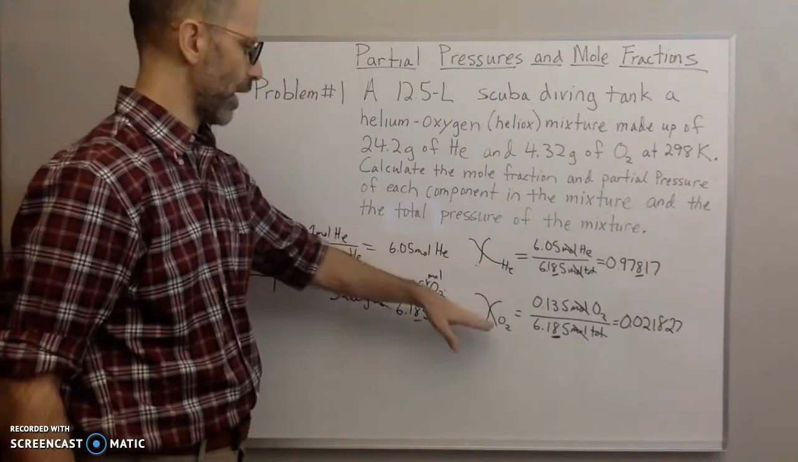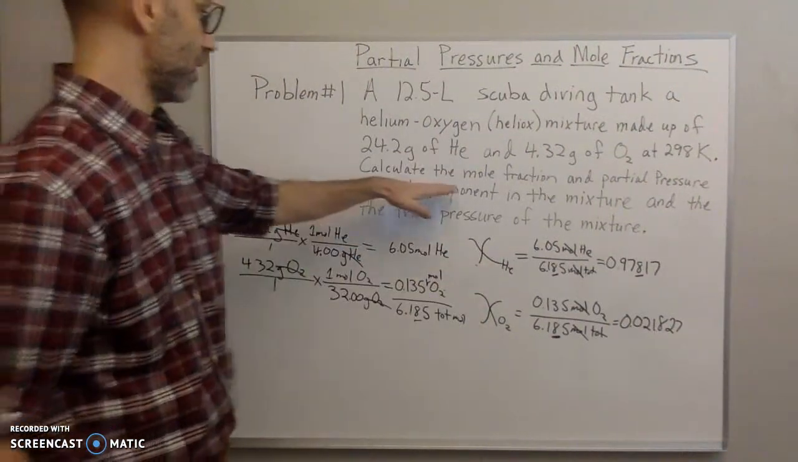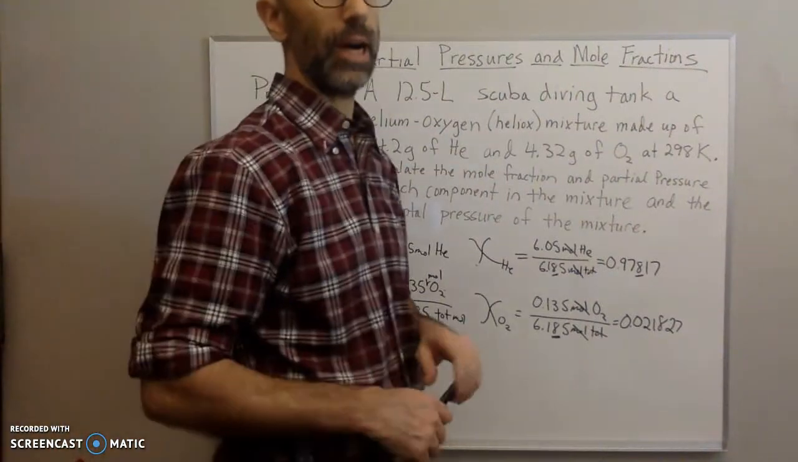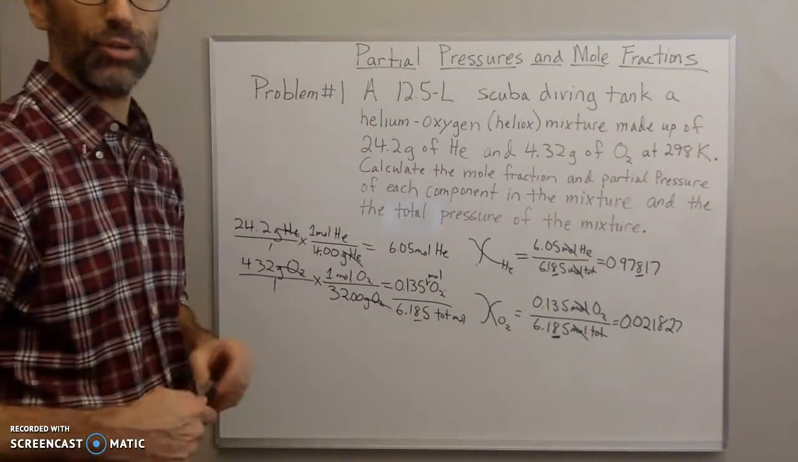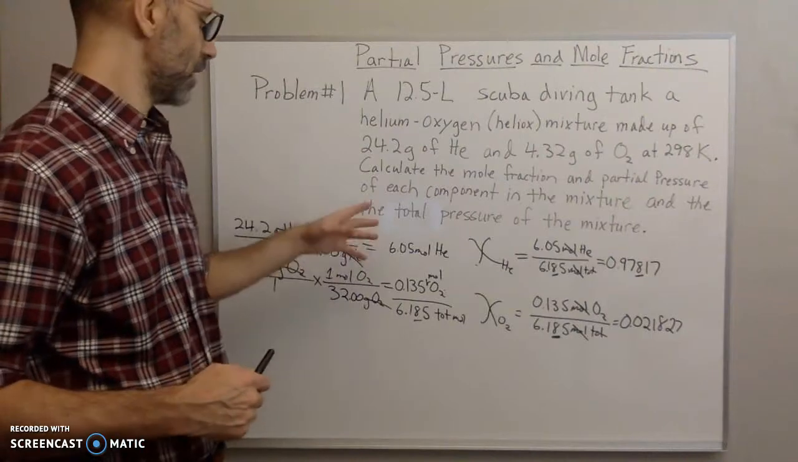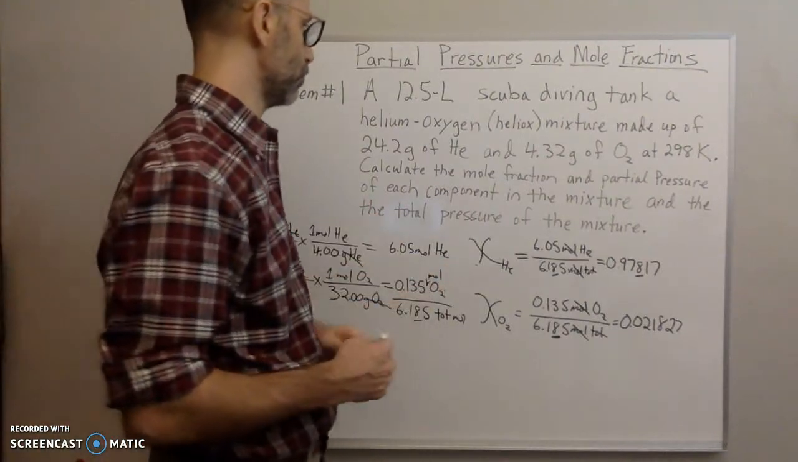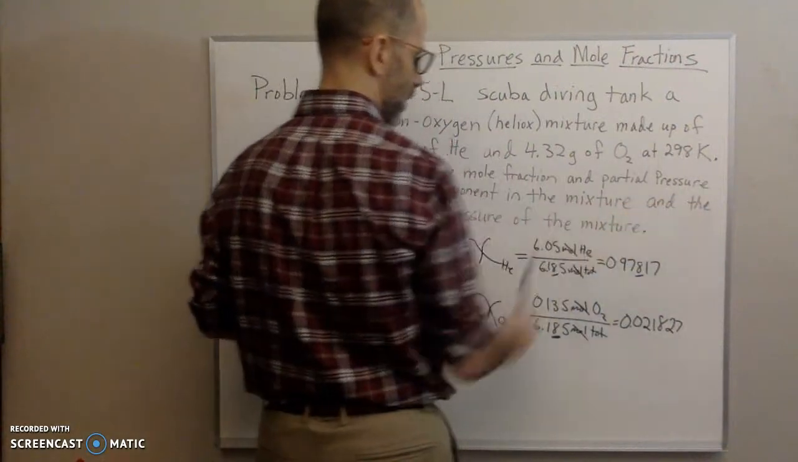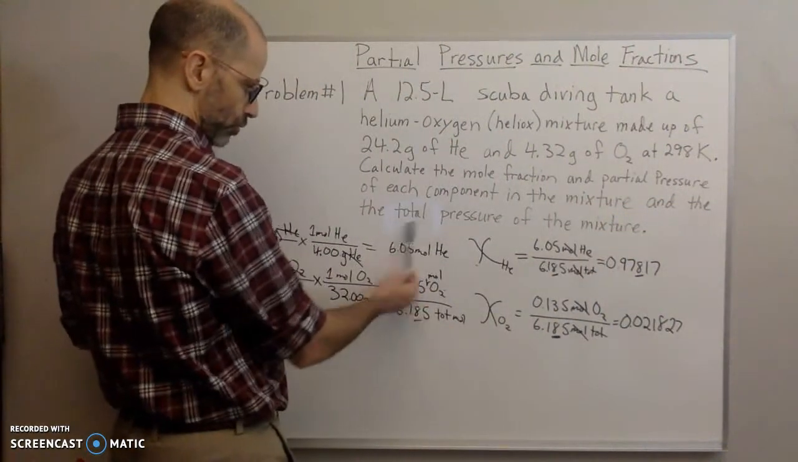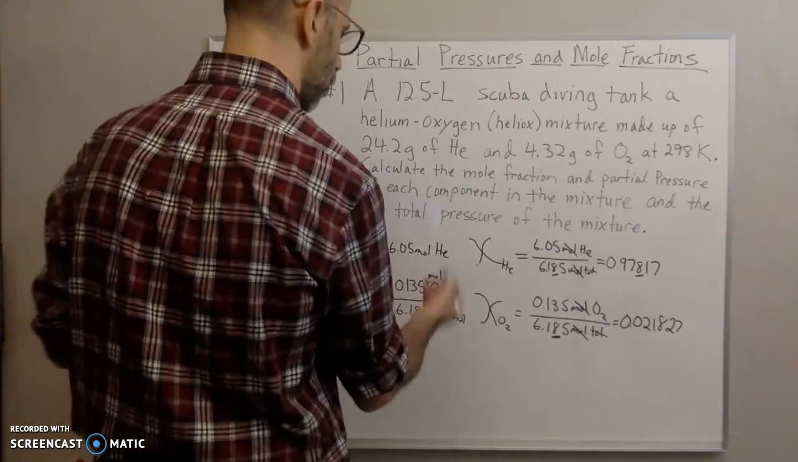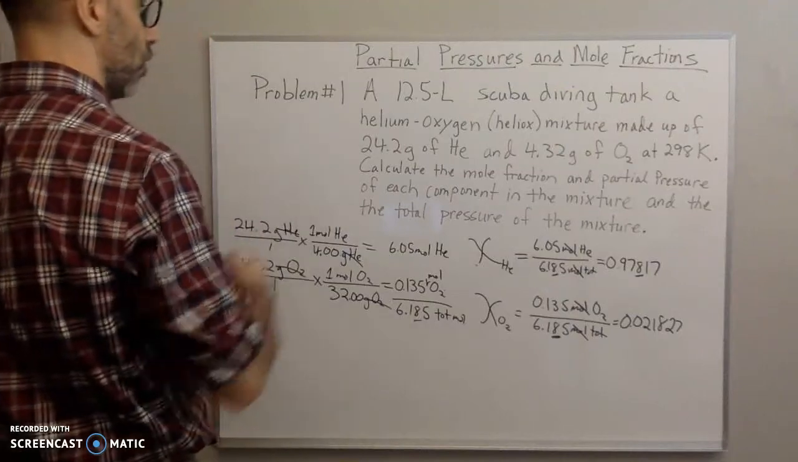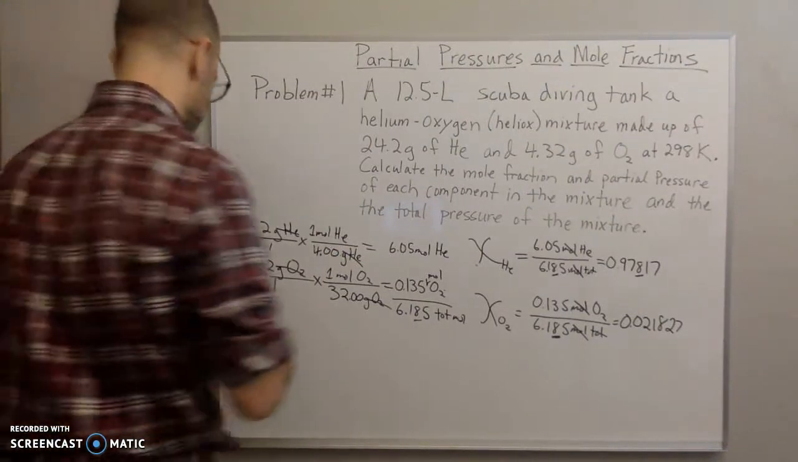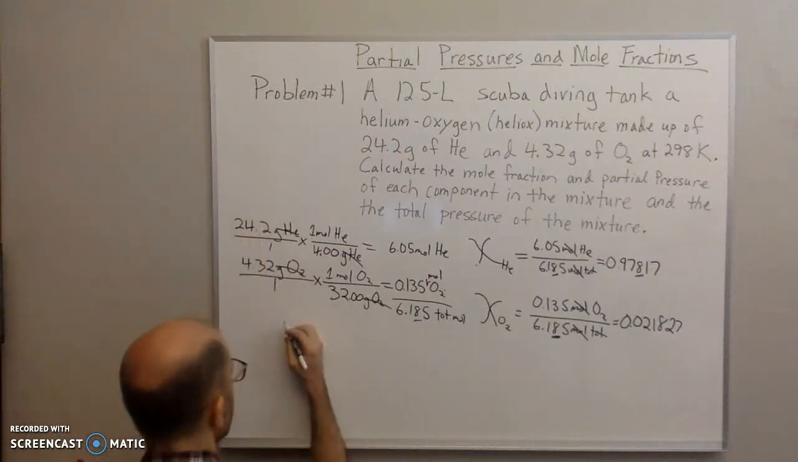Alright, so now I have the mole fractions of each one. So they said find the mole fraction. Now we should find the partial pressures. Now we could find the partial pressure by using the ideal gas law. So we can use the ideal gas law to find the partial pressures because they gave us liters and they gave us temperature. And we found the moles, right? So we can use the moles, the temperature, and the liters, or the volume, to find the partial pressure of each gas.